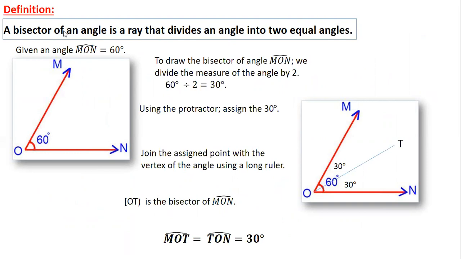A bisector of an angle is a ray. So to draw a bisector, we will be drawing a ray that divides an angle into two equal angles. After drawing a bisector of an angle, we will get two equal angles having the same measure. Again, this definition should be understood and memorized. I will read it again. A bisector of an angle is a ray that divides an angle into two equal angles.